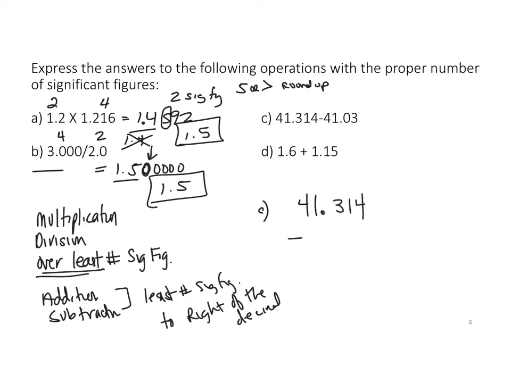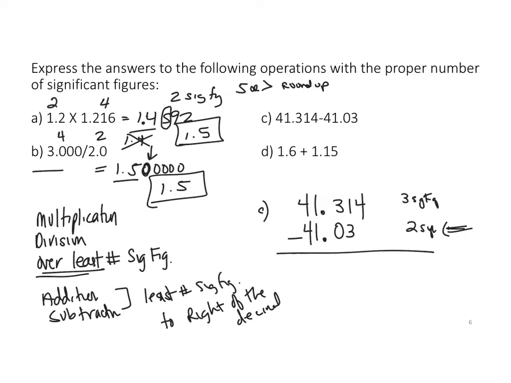0.314, and then I subtract 41.03. And then I say, okay, how many to the right? 3 sig figs here. And here's 2 sig figs. So my answer needs to have 2 sig figs to the right of the decimal.